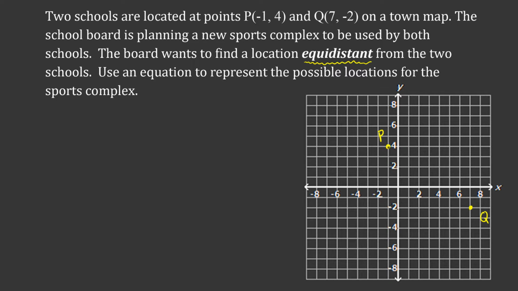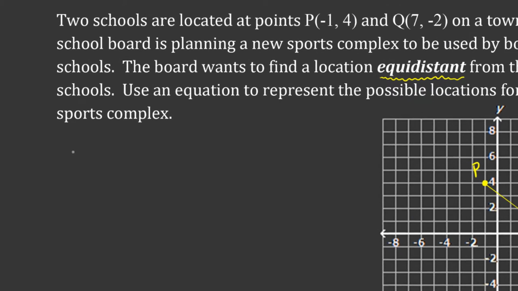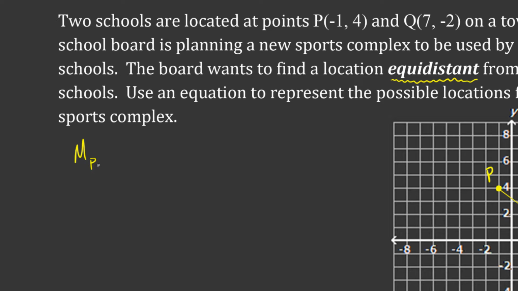So if we were to connect these two towns, say like this with a line, we wanted to find what is equidistant between these two towns just to begin with. Just one spot, just one location that is equidistant between these two towns. Can you think of a way that we would do that? And I encourage you to pause the video and try it out. So we should know how to get the midpoint. So let's take the midpoint of PQ, which is literally equidistant between the two.